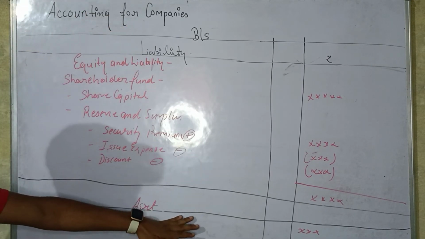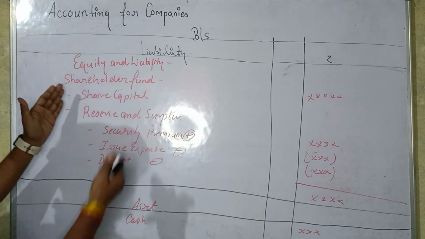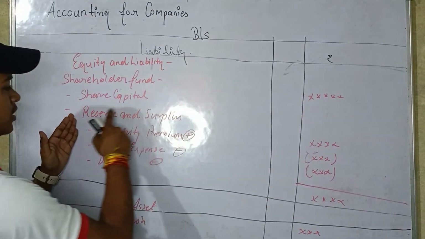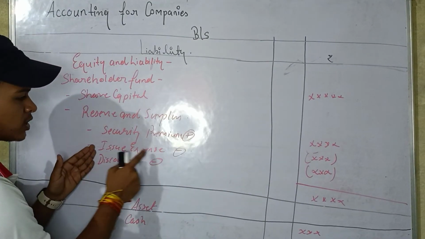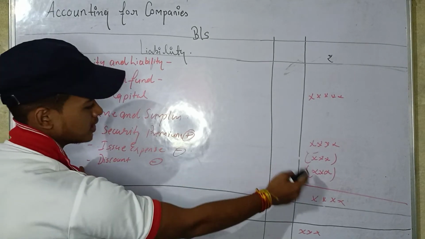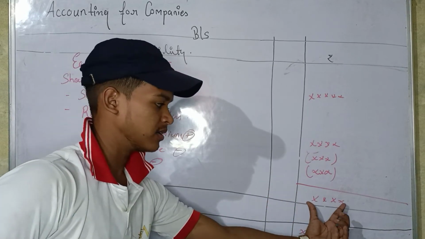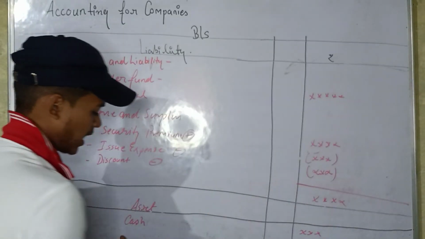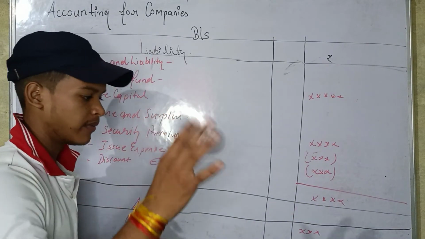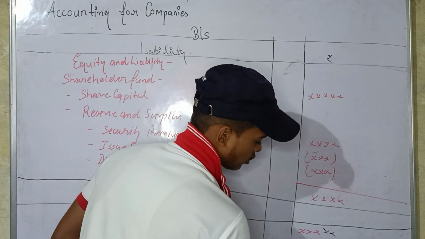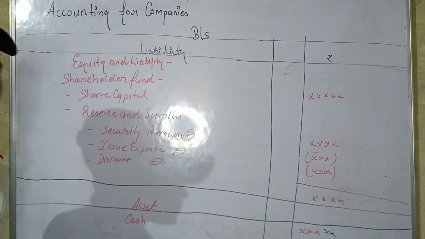Liabilities, here is asset. Start from equity and liabilities, shareholder fund. Okay, in it share capital is shown here, reserve and surplus, securities premium you will add, and issue expense minus and discount minus, then you will get the whole final amount of your balance sheet liability side here. And this amount will show in cash. What you have in cash? Cash means this all amount is in cash. Okay, what is in cash, they will show in your cash account here, and finally you will add and show here the amount of asset side.